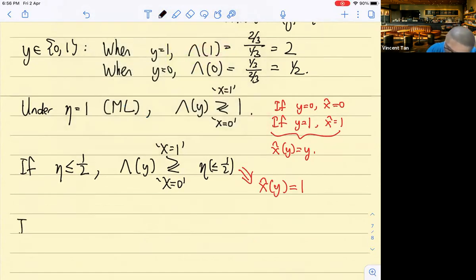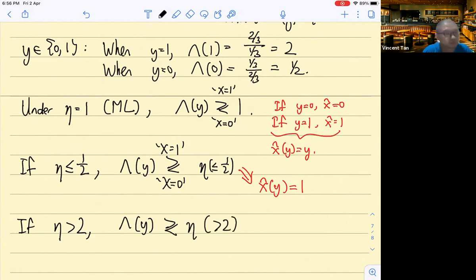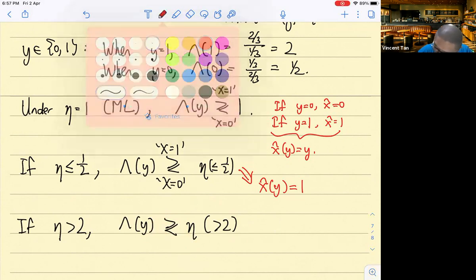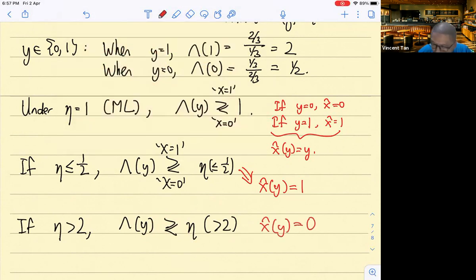Now, in the final case, if eta is greater than 2, you know what happens here. I have to compare to eta, which you know is bigger than 2. So this here is a very large number, say 3. But this guy here is at most 2. So this inequality dominates, and so you will always declare X hat of Y equal to 0, no matter what Y is, for all Y.